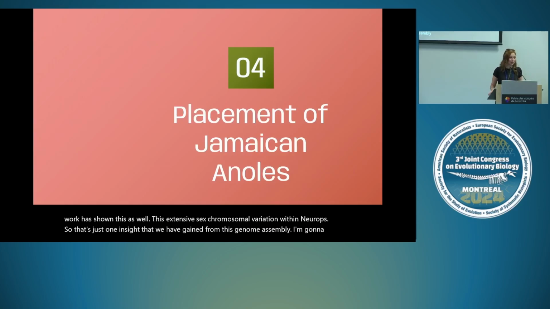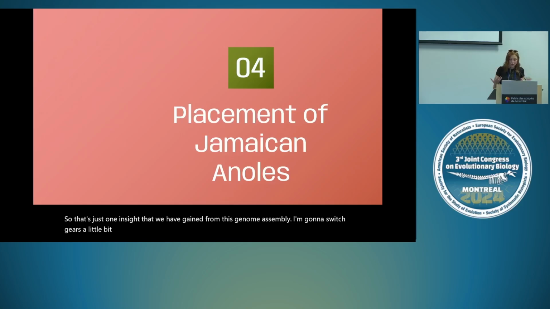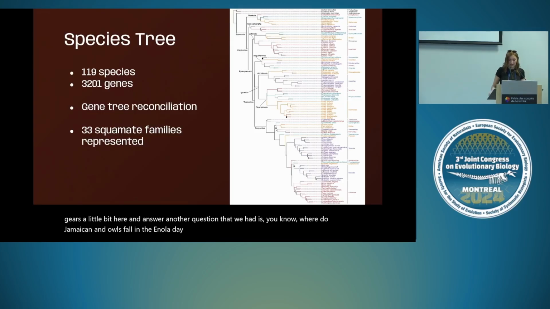I'm going to switch gears a little bit here and answer another question that we had: where do Jamaican anoles fall in the Anolidae phylogeny? We have conducted a large-scale phylogenomic analysis of all published high-quality squamate genomes to try and clear up some of the relationships within squamata, being snakes and lizards. In this analysis, we have 116 squamate species with 3 reptile outgroups, and we use the vertebrate BUSCO data set of genes for this, which total to 3,201 genes going into this analysis.